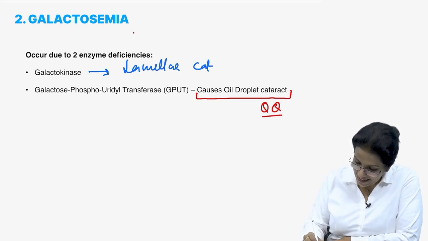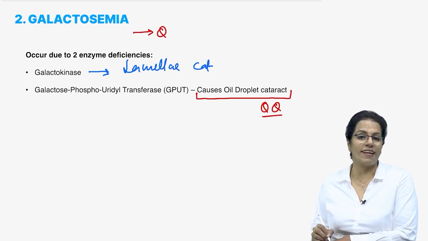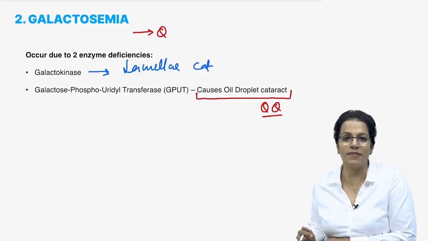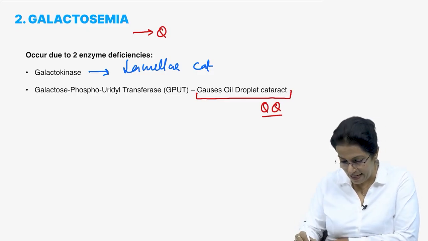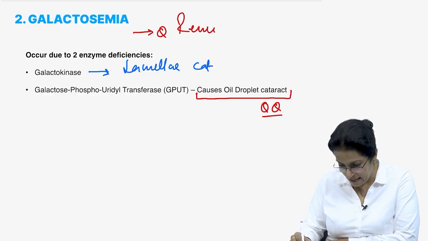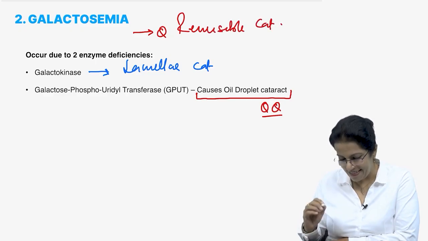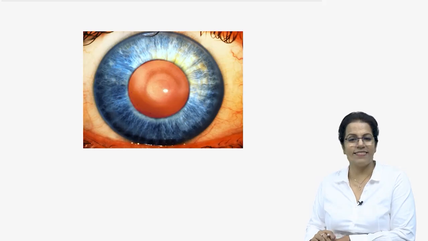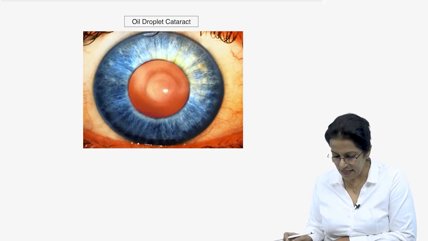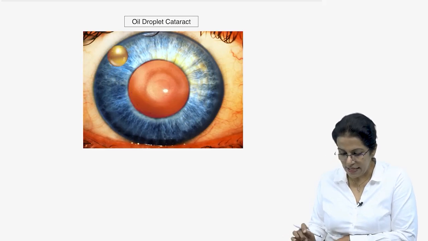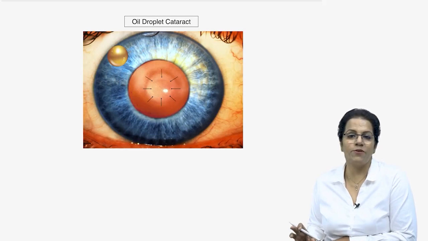Another exam question, if they ever ask you which is a reversible cataract, whose cataracts are not reversible. But if you talk about any reversibility, it is mainly galactosemia. This is another exam question. It's a reversible cataract. Good. Come to this one. So this is what is oil droplet cataract. Can you see this? Oil droplet means the opacities look like oil droplets.